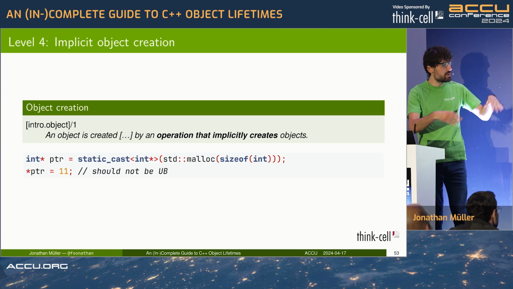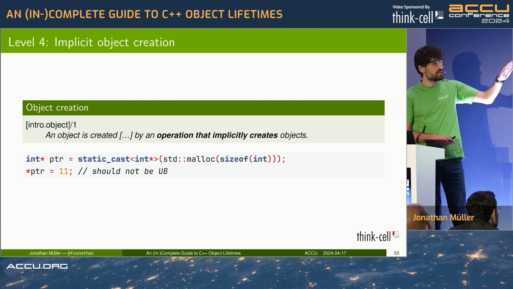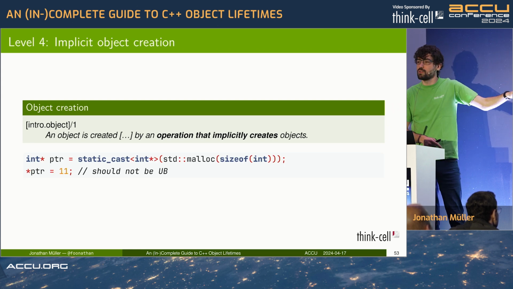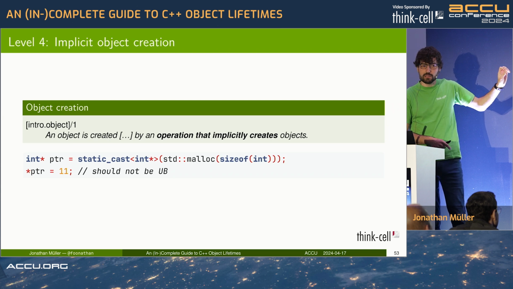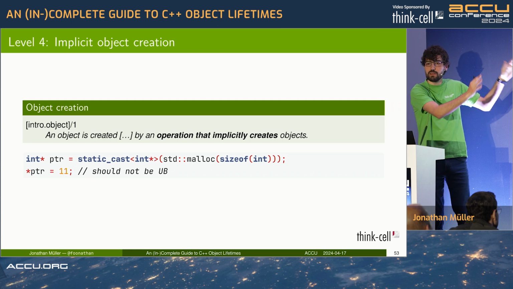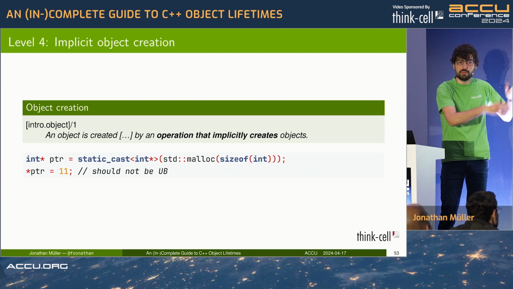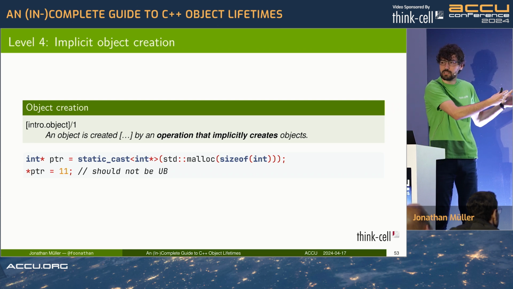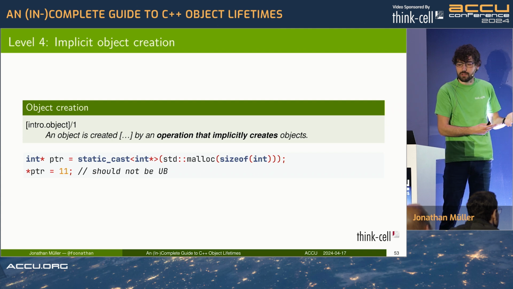Consider this C++ version of C code. We call std::malloc to allocate storage for an int, and then we just start using it as an int. According to all the rules I've described so far, this should be undefined behavior, because we don't have an int object anywhere. Nothing has created an int object, so how can we just start writing to one? Who created that for us?